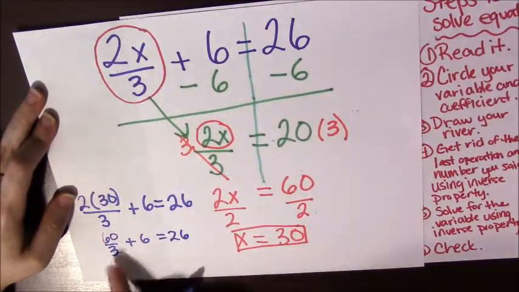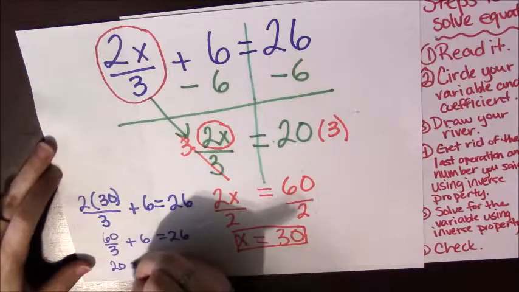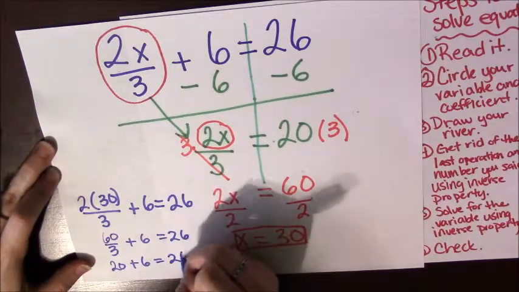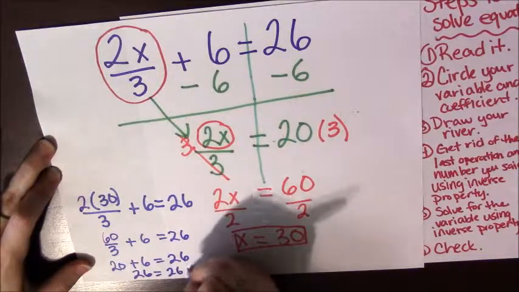Still going through GEMDAS. Divisions next. So 60 divided by 3 is 20. So 20 plus 6 equals 26. 20 plus 6 is 26. So 26 does equal 26. So check.